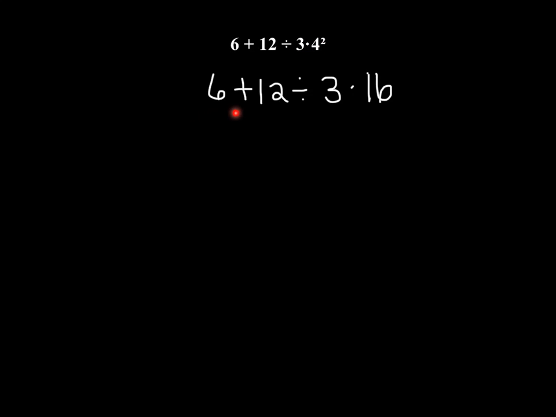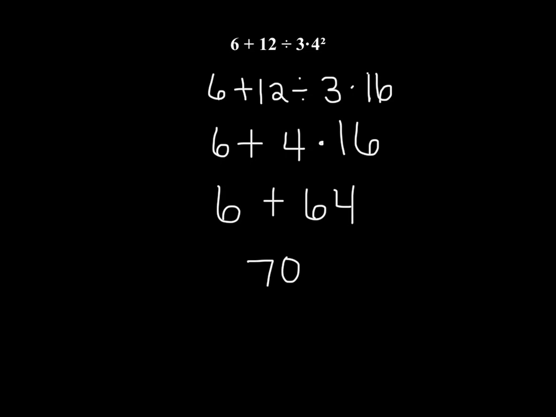Scanning through, I'm looking for multiplication or division. I see it right here. Even though it's division, it comes first, so we're going to do that first. So 12 divided by 3 is 4, and then times 16. My two options are addition or multiplication, so I'm going to do that multiplication first. 6 plus 64, final answer of 70.